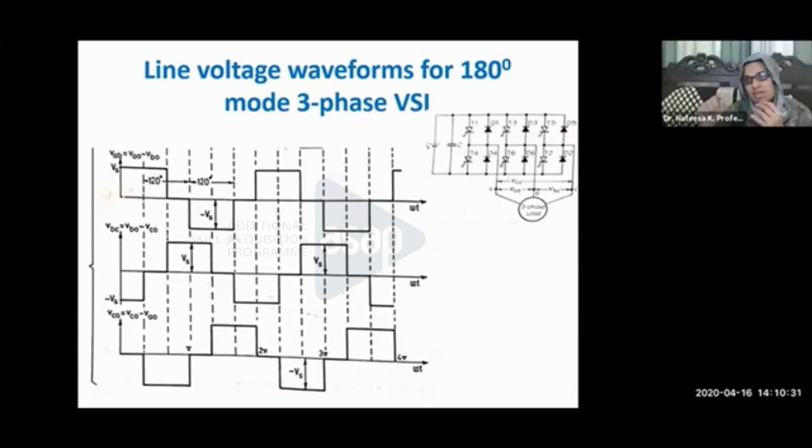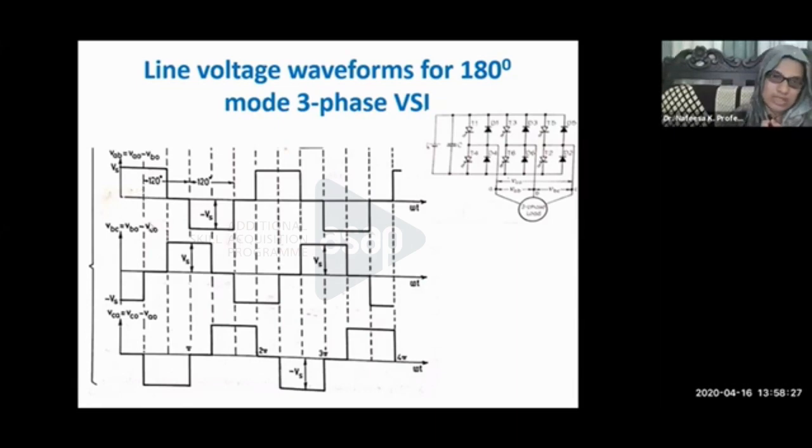So if we want to increase the speed above the rated speed, we need to increase the frequency. Similarly, you will obtain VBC as VBO minus VCO, and VCA as VCO minus VAO. Otherwise also, if you have the voltage waveform VAB, you can get the other voltages by simply giving a phase shift of 120 degrees.